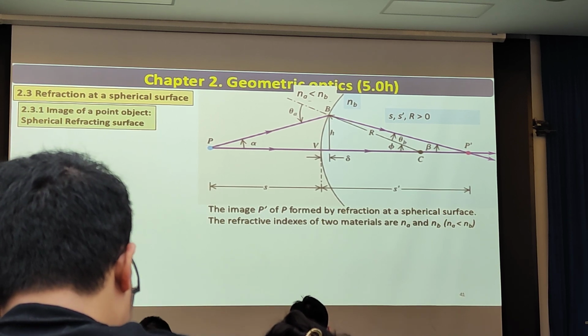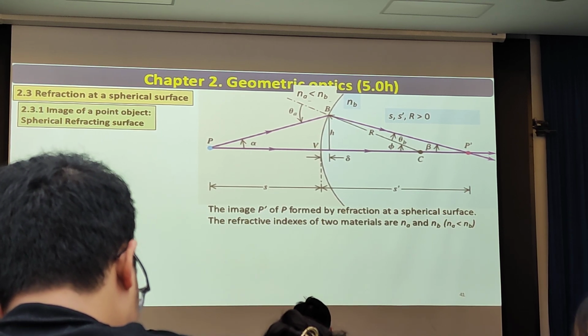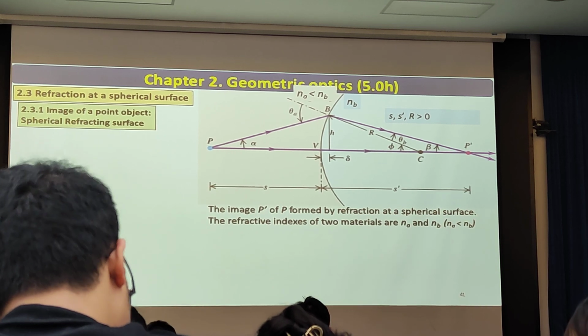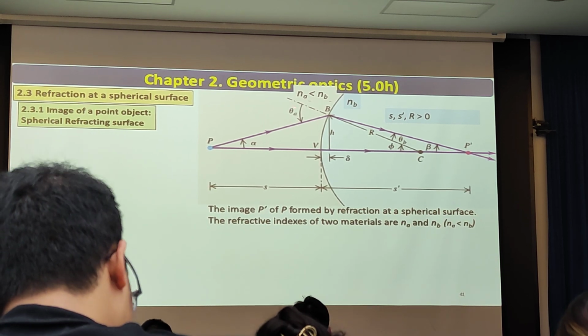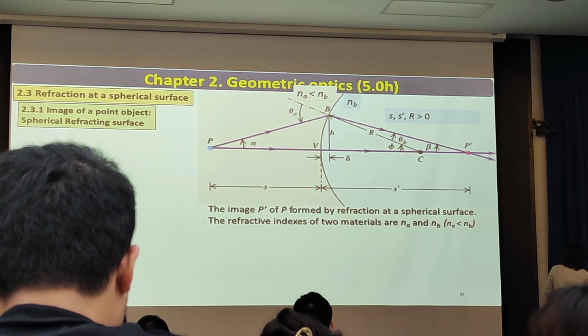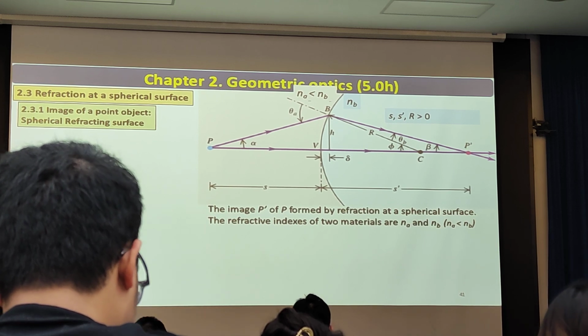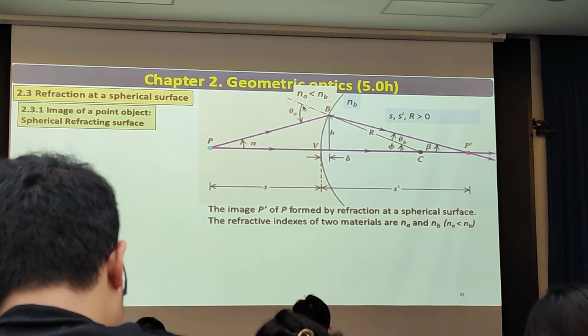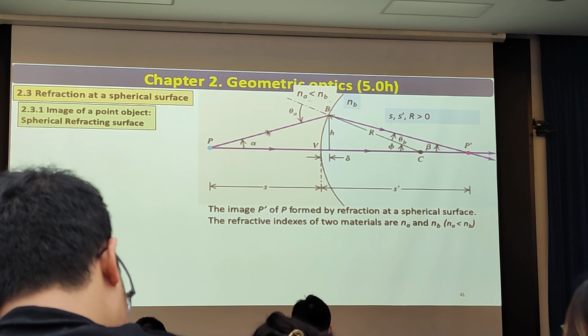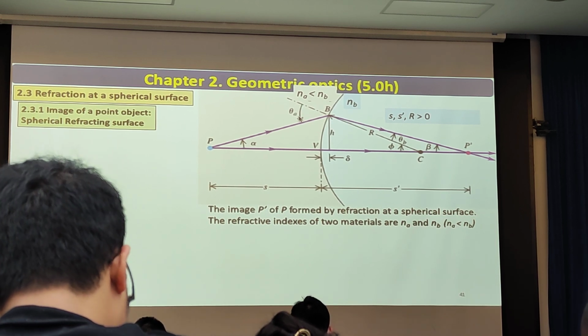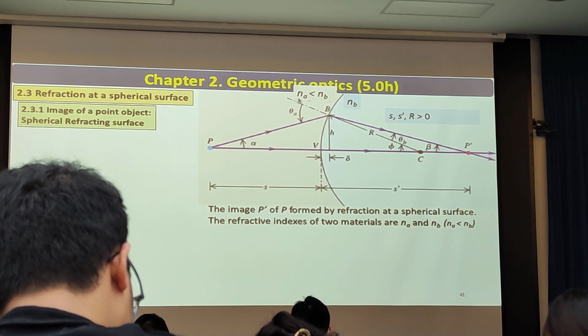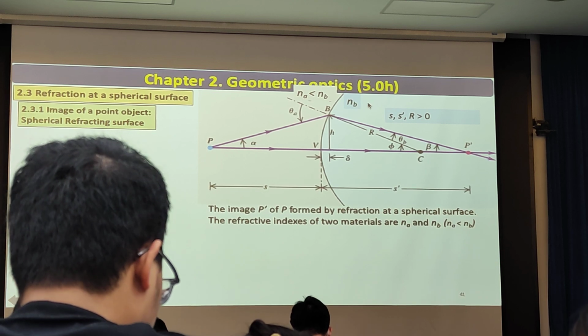And theta A is the incident angle. Theta A is the incident angle, formed from the normal to the incident ray. So you have theta A, the angle in material A. So you have material A and material B.